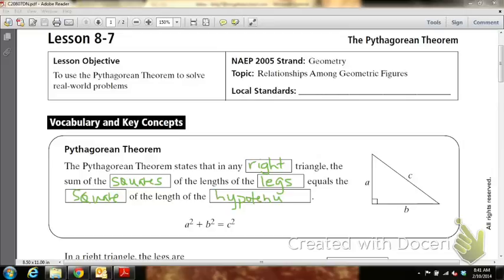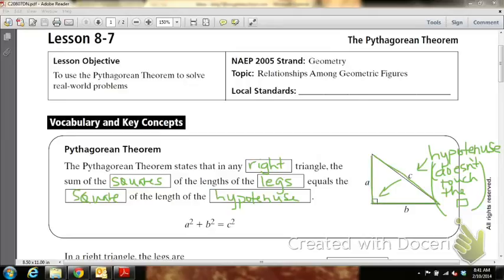Now, what on earth does that mean? This side right here is your hypotenuse, because it doesn't touch the little square. See how it doesn't touch the square? That side's always your hypotenuse. The two sides that meet at the square, those are your legs, because they meet at the little box. And the box, remember, means right angle.